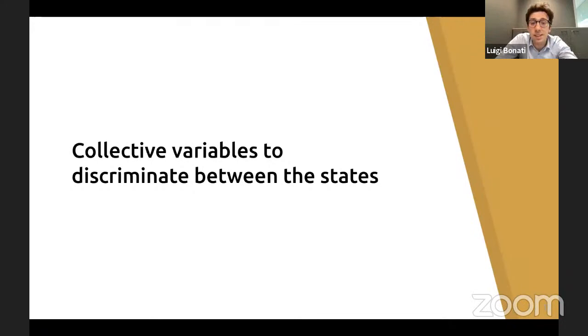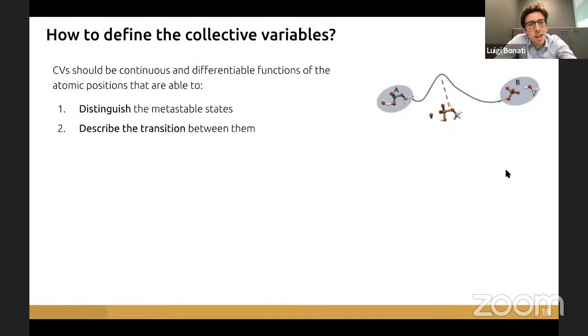Why is that? Well, before going straight to the point, we need to ask ourselves, what do we expect from collective variables? In general, CVs need to be continuous and differentiable functions of the atomic positions. We should be able to both distinguish the states, let's say here A and B, but also to describe the transition between them. And so they have to be connected to the slow modes of the system, which need to be accelerated in order to drive the system along the minimum free energy pathway that connects the two states.